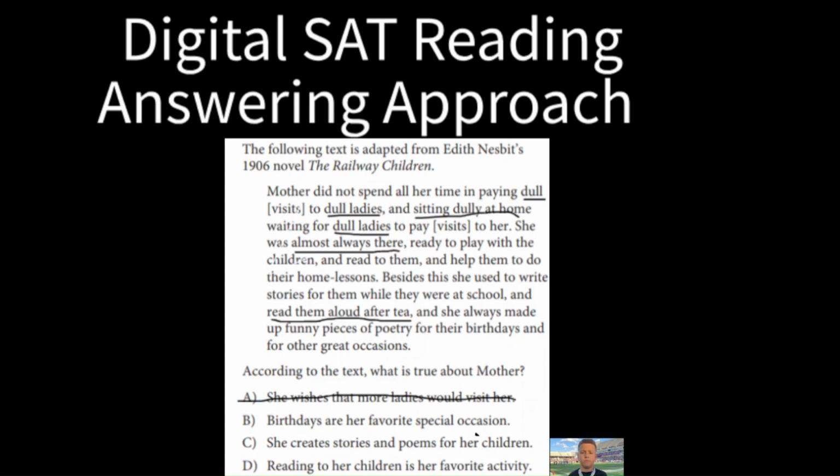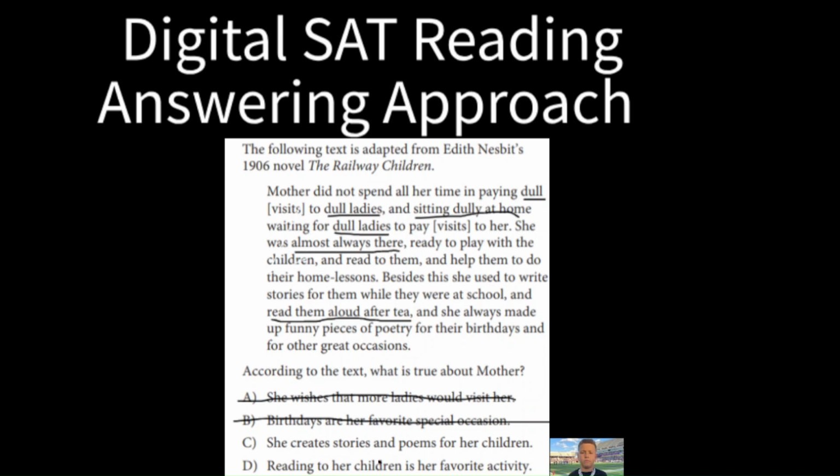Birthdays are her favorite special occasion. Now, that may be true. We know that she likes birthdays, but we don't know whether they're her favorite special occasion. It never says. If it said the word favorite, if it said something that extreme, I would have definitely highlighted it, but it didn't, and I didn't, and so this is wrong. This is extreme language. She may love birthdays, they may be her favorite special occasion, but we don't have any evidence for that.